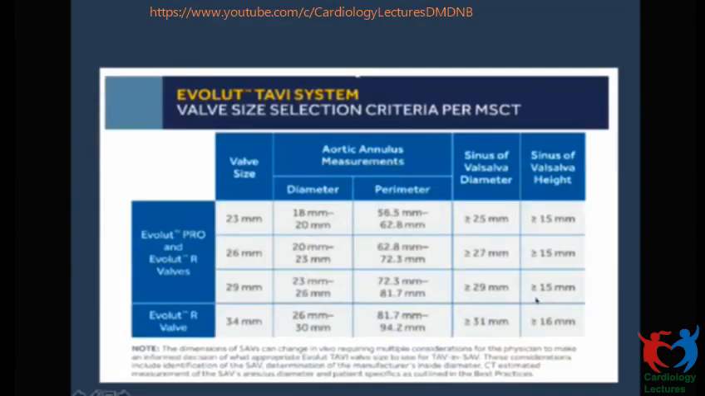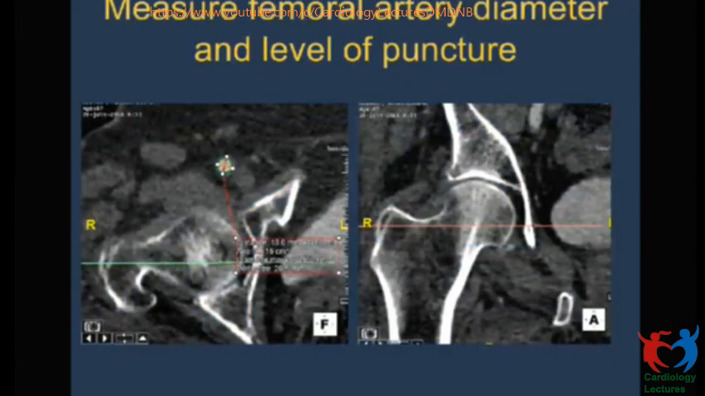You will check the diameter derived from the perimeter, okay, and then you will check for both valves the height of your left main or right coronary artery and the width of your Valsalva, because in some cases you can experience a coronary occlusion. CT will also give you the level of your puncture of your artery and the diameter of your common femoral artery, if you want to puncture it under fluoro, or if you don't want to, under echo.